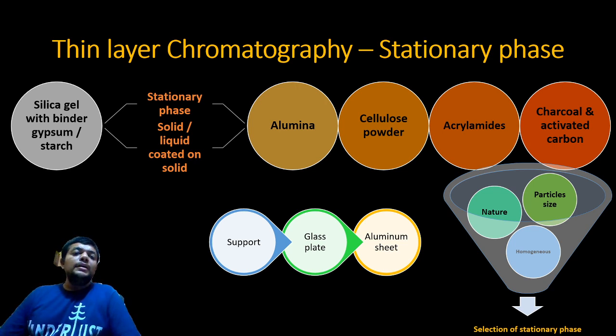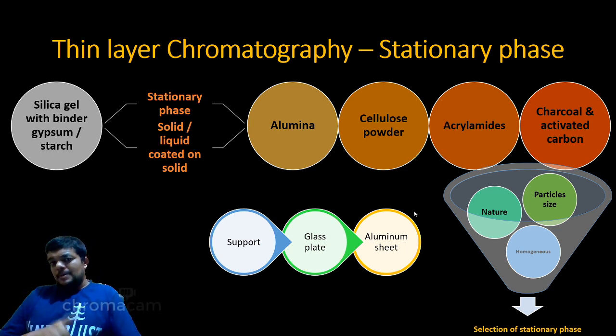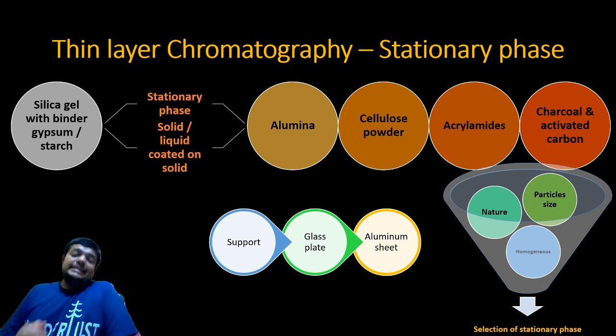Stationary phase in thin layer chromatography can be of two types. It can be a pure solid. You know now very well from the day one video that it works on the phenomenon of adsorption if it is solid, or liquid coated on solid, which works on the phenomenon of partition. So mind very well, thin layer chromatography can use both a pure solid or a liquid coated on a solid. But what are the different types of materials that can be used as a stationary phase?